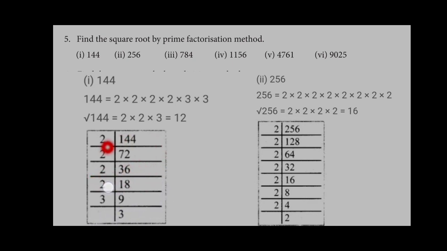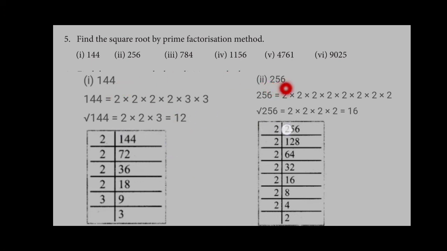The numbers are 2 into 2 into 2 into 2 into 3 into 3. Understand? So 2 into 2, 2 square, 2 into 2, 2 square, 3 into 3, 3 square will come. If we take the square root for 144, we can cancel the square and the root. So we will get 2 2s are 4, 4 3s are 12. So 12 is the answer. 12 12s are 144. Understand?